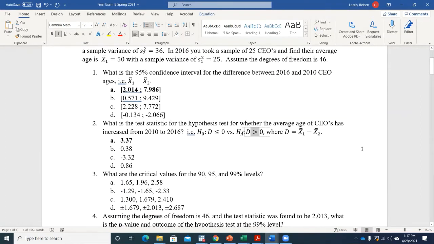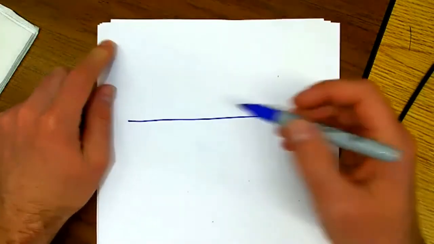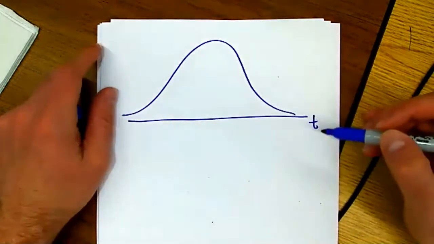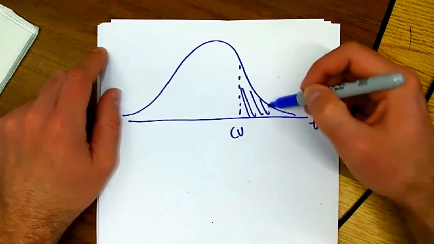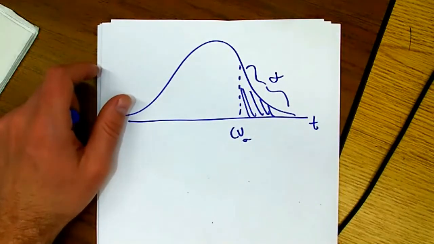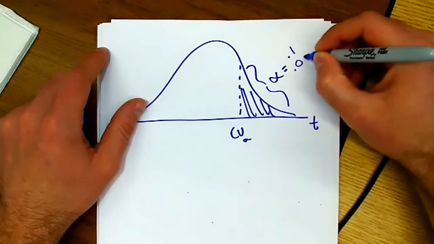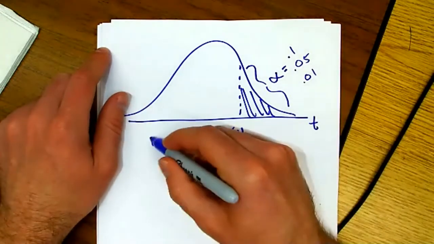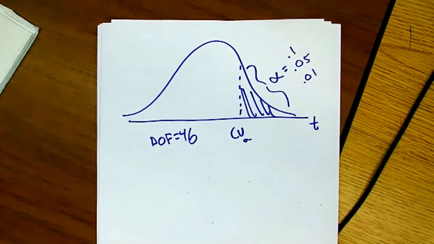So when I'm looking up critical values, I'm using that student t distribution. I've got a right-tailed test, so my critical value is the value that gives me alpha total to the right. So what t-value would give me an alpha of 0.1, 0.05, and 0.01, and I was told we had degrees of freedom of 46. Okay? I think it was 46.